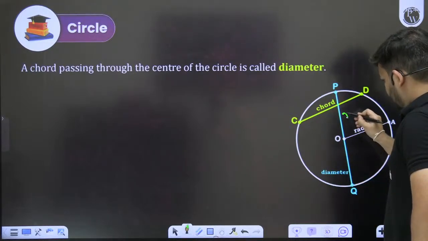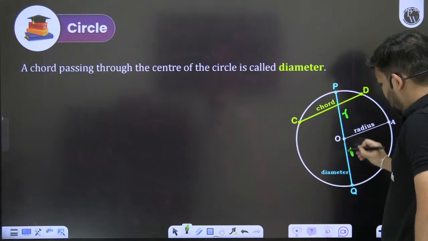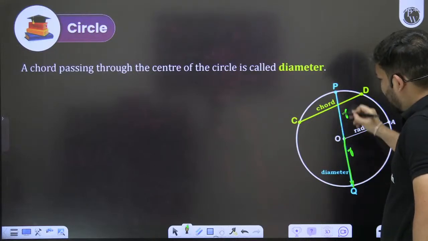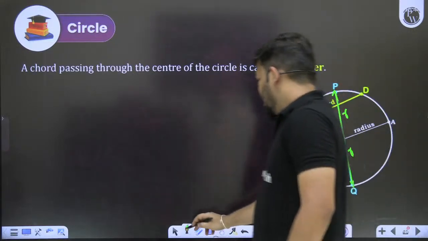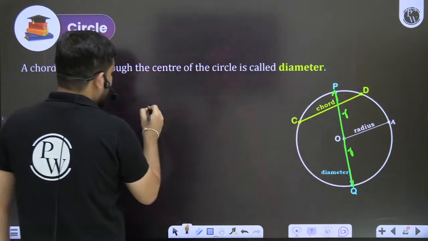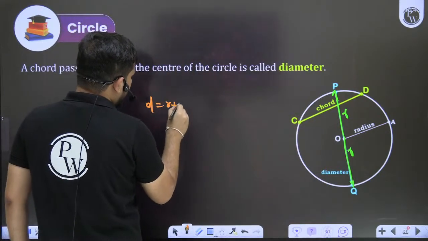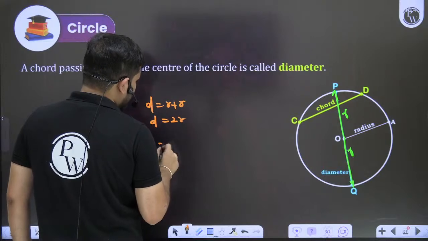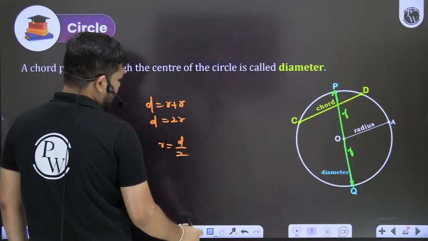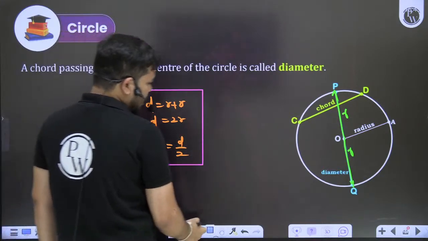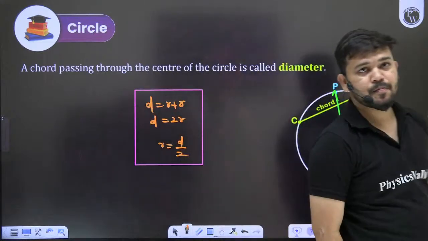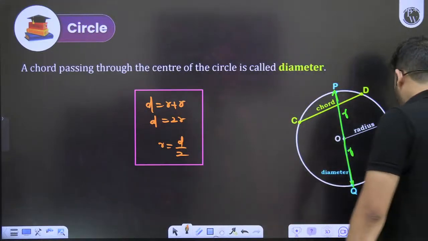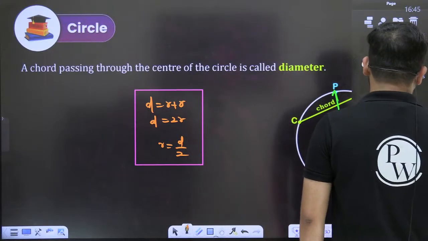So this is a radius. This is also a radius. From this point to this point is the radius, and this point to this point is also a radius. So the complete line is nothing but the diameter, which is r plus r, equal to 2r. So diameter is equal to twice the radius. Then radius is equal to d by 2. This is the relation between diameter and radius. Very important. It will be helpful while you are calculating the problems, right?